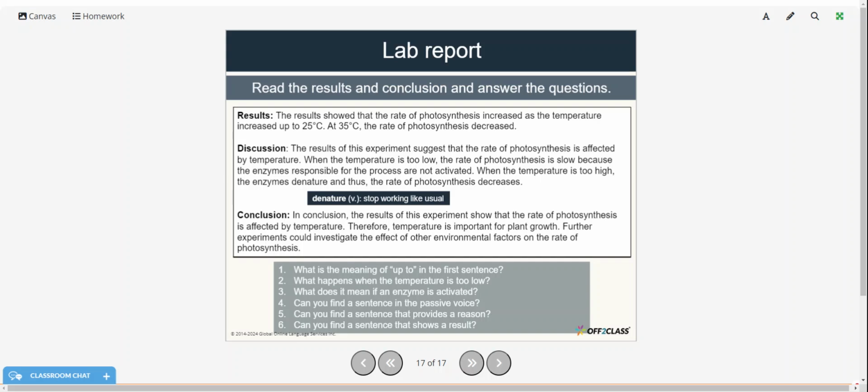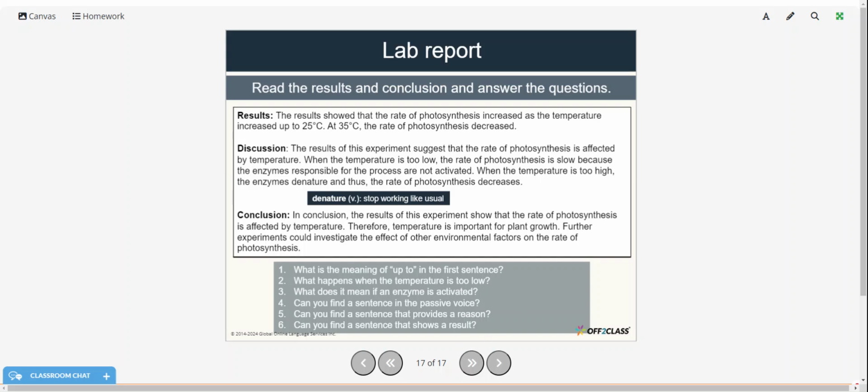When the temperature is too low, the rate of photosynthesis is slow because the enzymes responsible for the process are not activated. When the temperature is too high, the enzymes denature, and thus the rate of photosynthesis decreases. And denature is a verb meaning to stop working as usual. So, in conclusion, the results of this experiment show that the rate of photosynthesis is affected by temperature. Therefore, temperature is important for plant growth. Further experiments could investigate the effect of other environmental factors on the rate of photosynthesis.